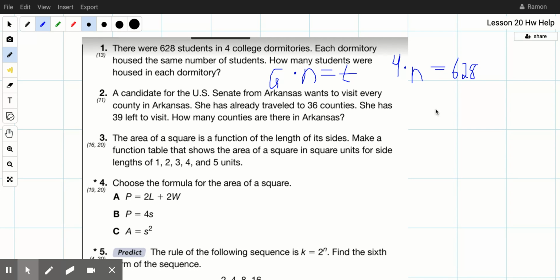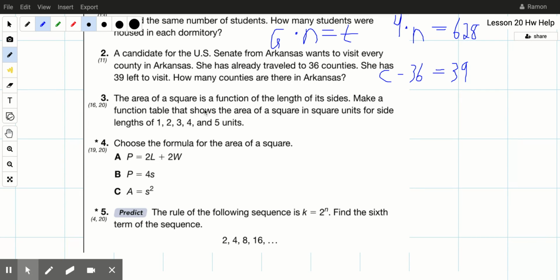So if she has 39 left, right, then we have to take the 36 that she's already visited away from the total number of counties. So we have our setup equation C minus 36 equals 39, and we use our inverse operations to solve for C.